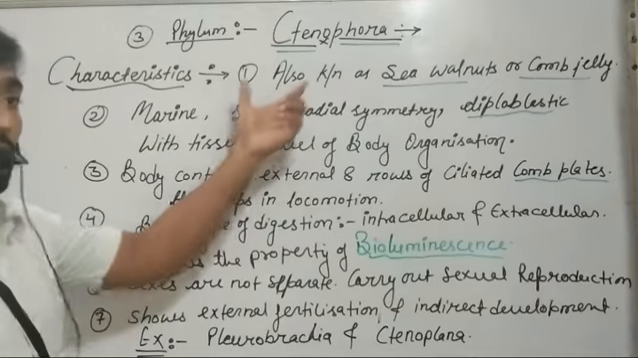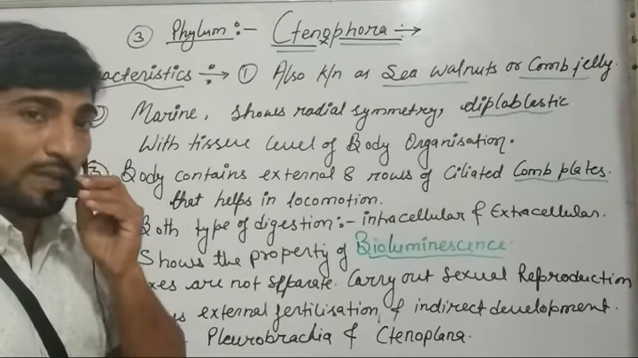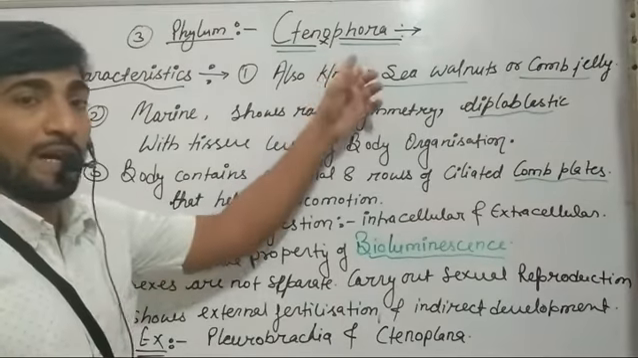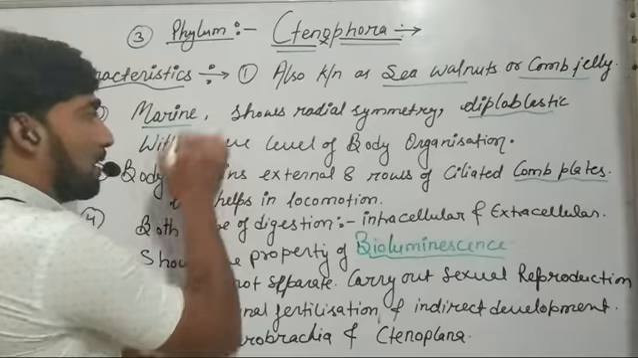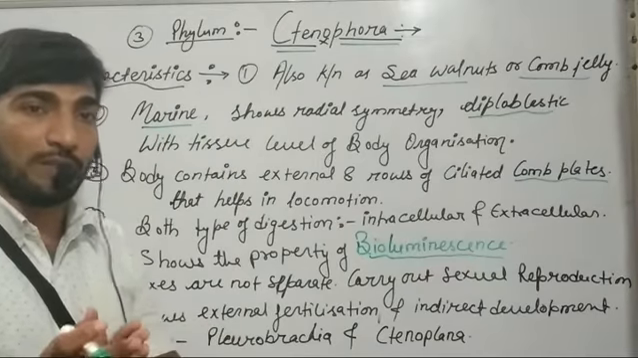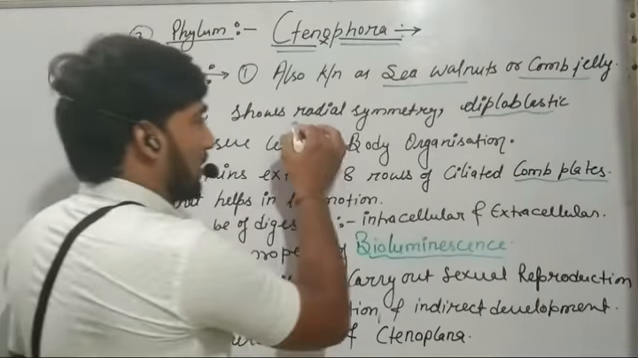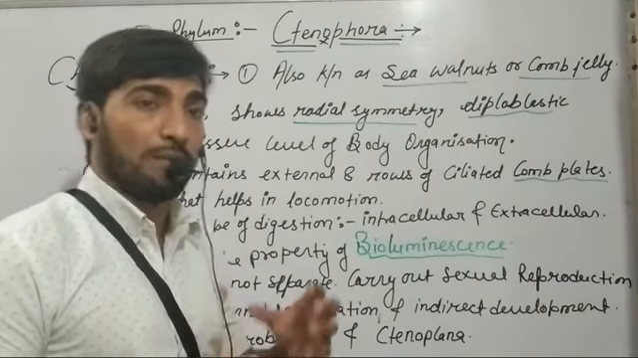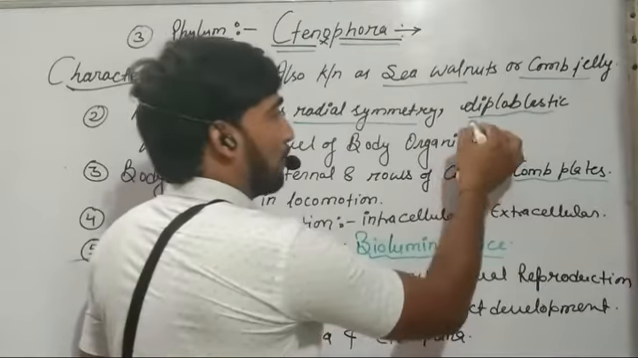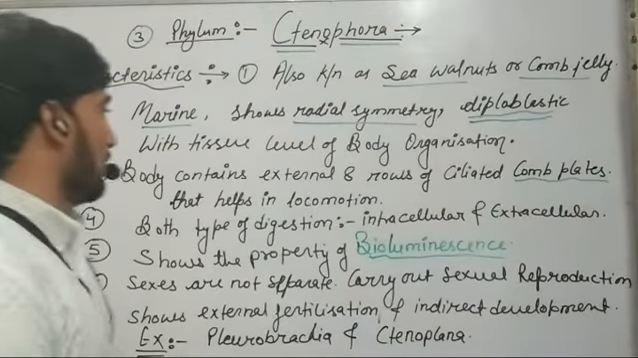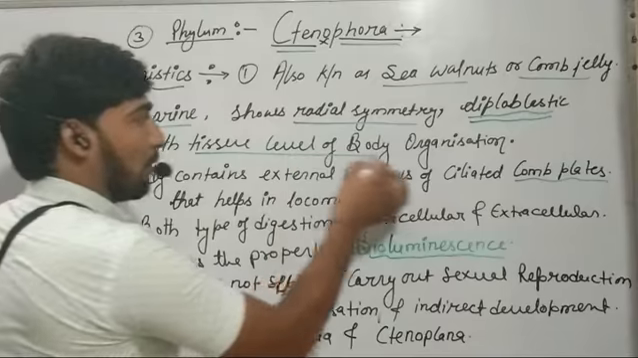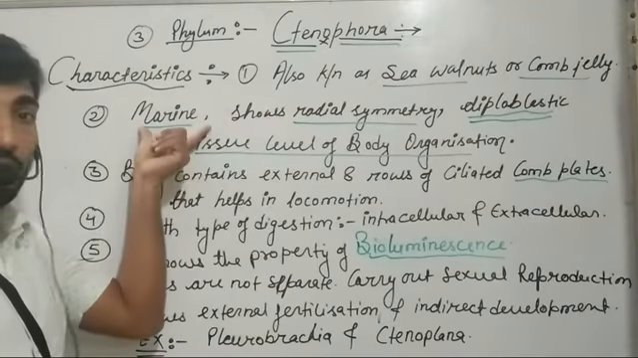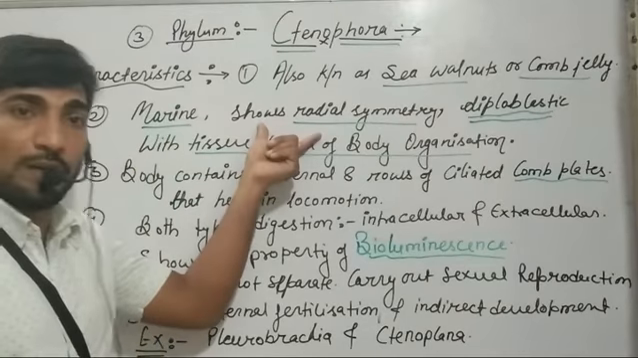Further, these Ctenophora are usually aquatic and they are found in marine habitat. So mostly they are marine in habitat, and they show radial symmetry. So their body symmetry is radial type, and they have two embryonic layers, and that's why they are diploblastic. Further, they have the tissue level of body organization. So these Ctenophora are usually marine in habitat and show radial symmetry.